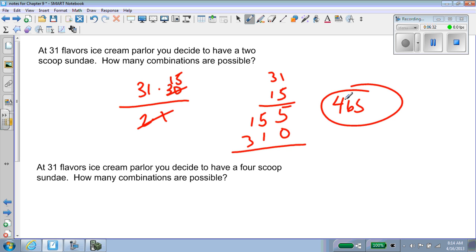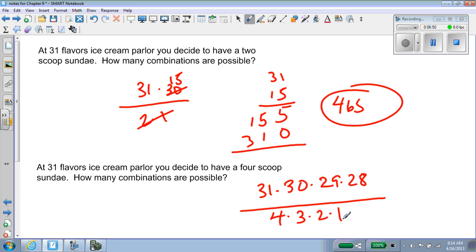At the 31 flavors ice cream parlor, you decide to have a 4-scoop sundae. So that would be any one of the 31. Well, as long as you're not doubling. I probably should have written that in the question. You're not going to have like 2 scoops of chocolate. 30, 29, 28. And they could put in any one of the 4, 3, 2, 1. I'm not going to do that. But on your calculator, you can put in the multiplication. I would put the division in a parenthesis, or you could just call this 4 factorial.